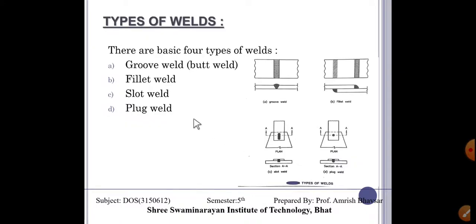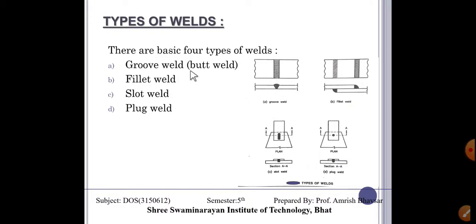Now, types of weld. For the welding connection, we must have a clear idea about the types. There are four basic types of welding. First one is groove weld, second one is fillet weld, third one is spot weld, and fourth one is plug weld. Let's start with some important points for the groove weld.